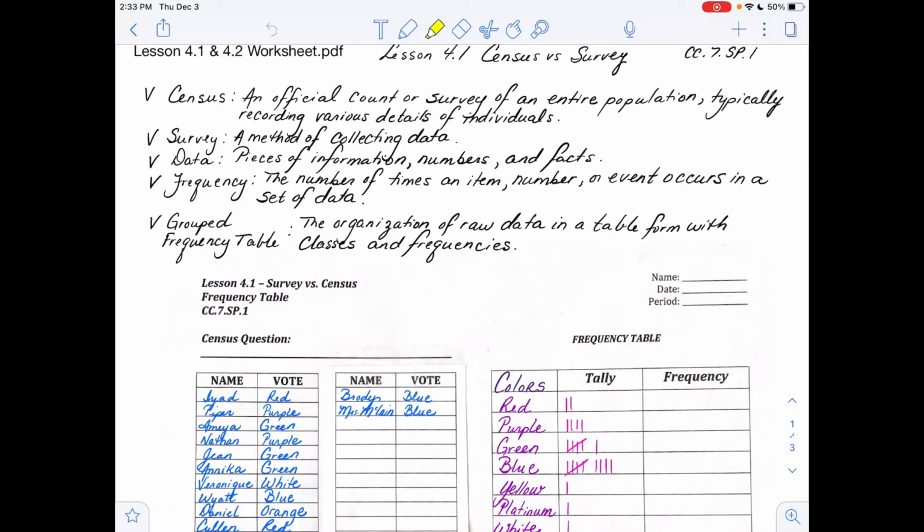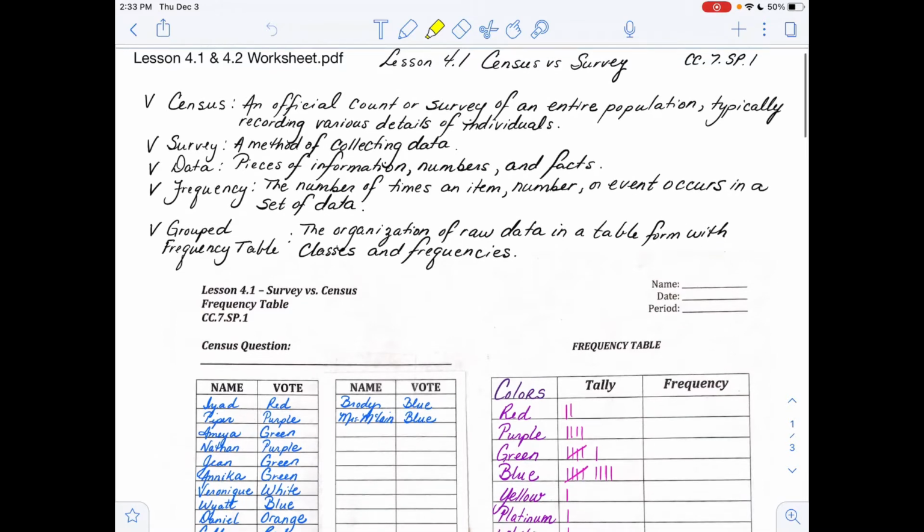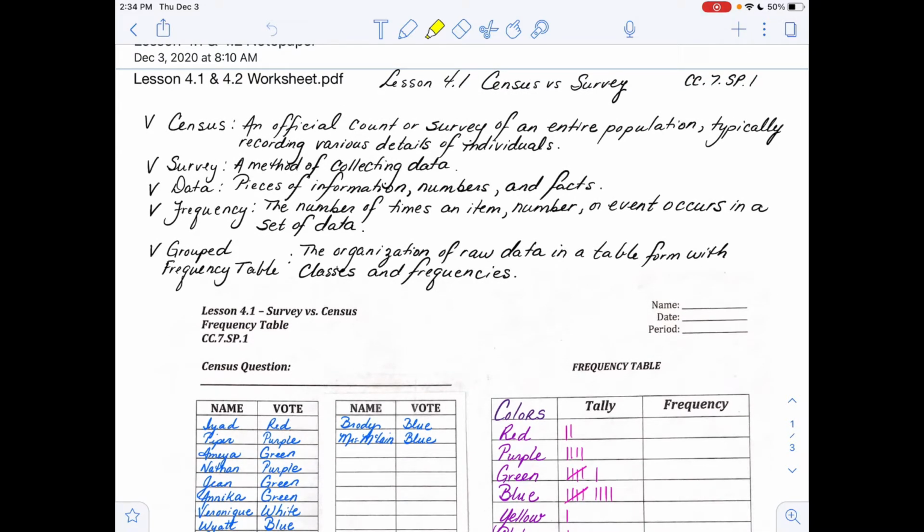Good morning. We are going to be talking about a census versus what some people will call a survey. There is definitely a difference. In fact, I want to look at some vocabulary before we even get started. And that first one is census.